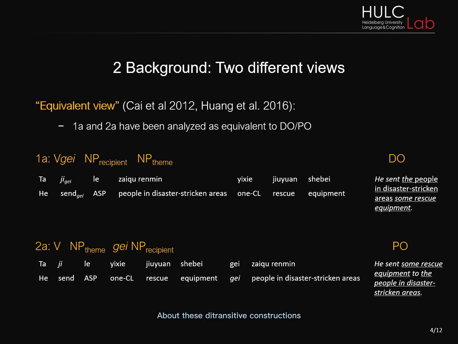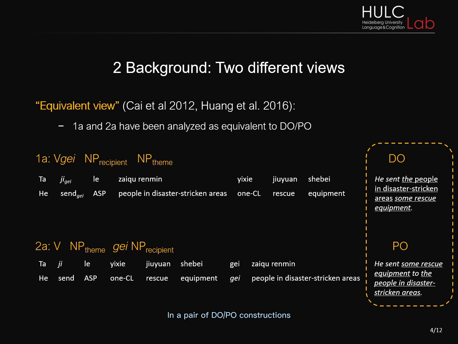About these ditransitive constructions, there are 2 different views. Some researchers say that construction 1a and 2a are equivalent to DO-PO constructions in English. In the following, we call this view the equivalent view. In the pair of DO-PO constructions, the verb is the same, and it allows the realization of both recipient and theme.